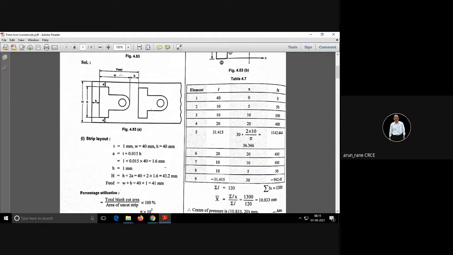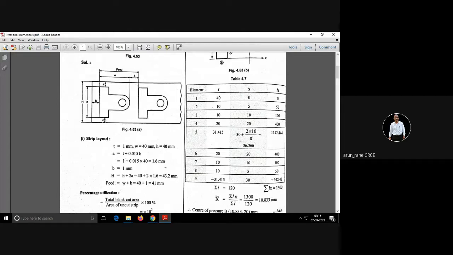Then what is the pitch? Pitch is nothing but the distance between the two components. In this case, pitch is nothing but the feed. So now pitch is equal to w plus b, as per this diagram.